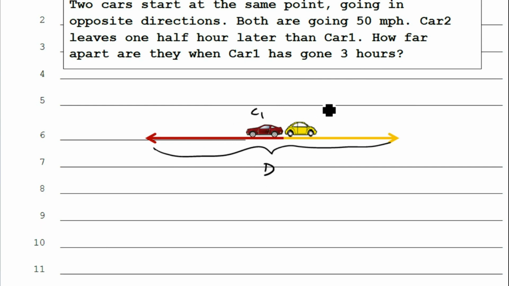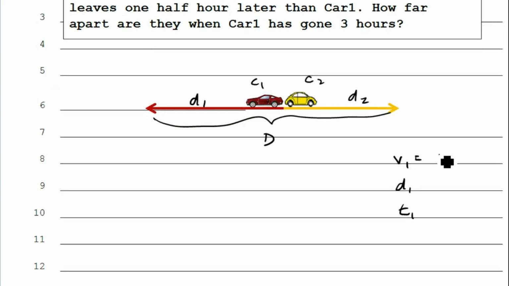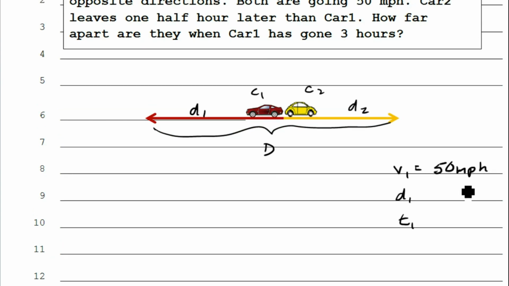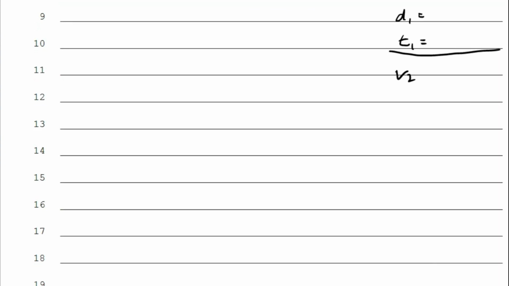Make this car 1, car 2, and D1 and D2. What do we know about the cars? V1, D1, T1. V1 equals 50 miles an hour, both are going 50 miles an hour. To find D1, we need to figure out the time in a second here. V2, D2, and T2. V2 equals 50 miles per hour. D2 we have to find, and T2.